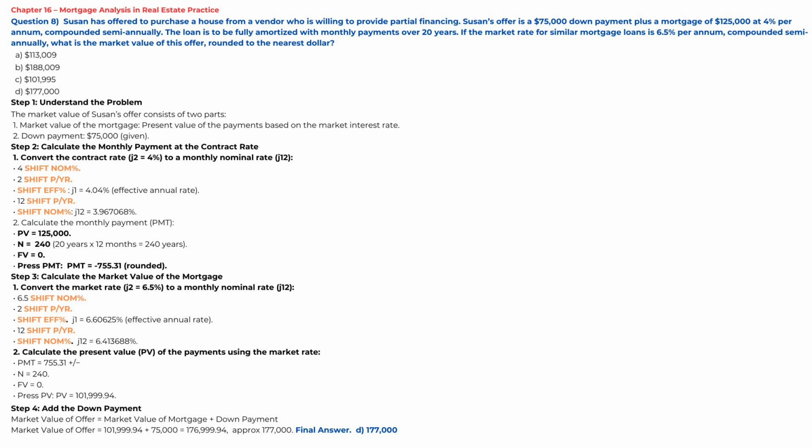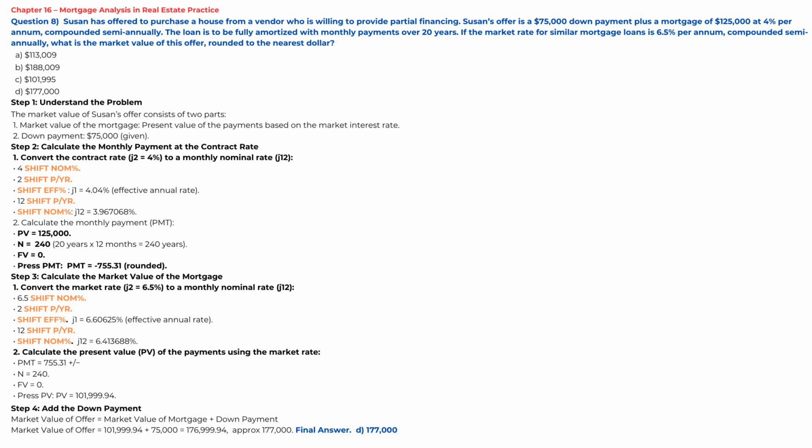Step 1. Understand the problem. The market value of Susan's offer consists of two parts. 1. Market value of the mortgage, present value of the payments based on the market interest rate. 2. Down payment, $75,000 given. Step 2. Calculate the monthly payment at the contract rate. Convert the contract rate, J2 is 4%, to a monthly nominal rate, J12. 4 Shift NOM. 2 Shift PYR, Shift Effective. J1 equals 4.04% effective annual rate. 12 Shift PYR. Shift NOM. J12 equals 3.96768%.